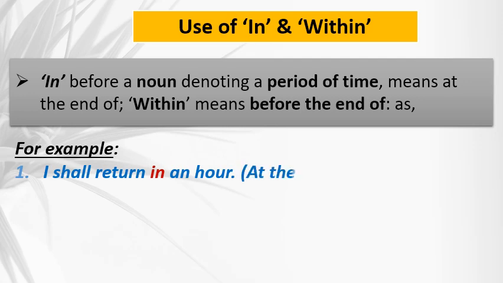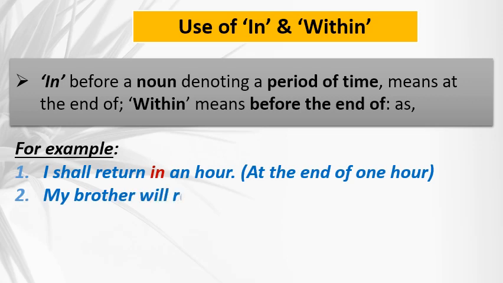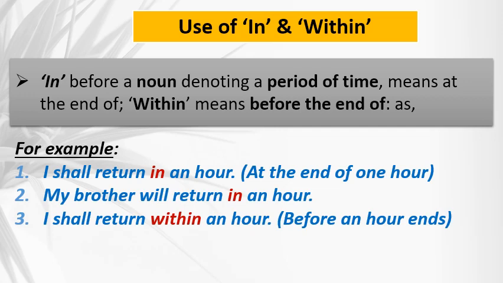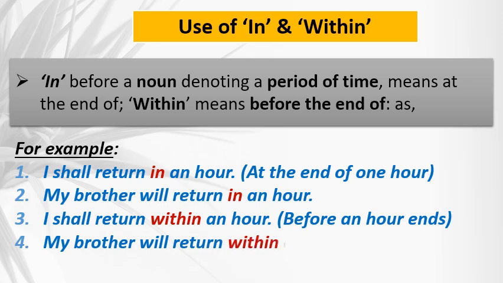I shall return in an hour means here that particular person will return at the end of 1 hour. Number 2, my brother will return in an hour. Number 3, I shall return within an hour. Here it means before an hour ends. 4th, my brother will return within an hour. So here in means at the end of a given period, while within means before the end of the given period.